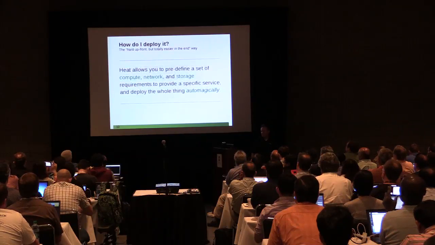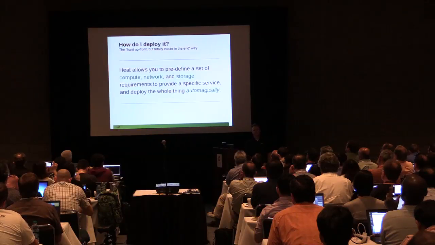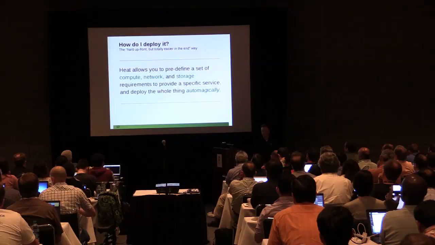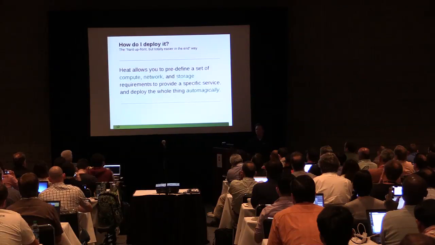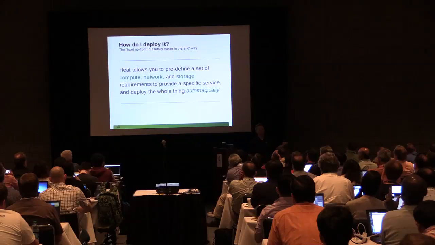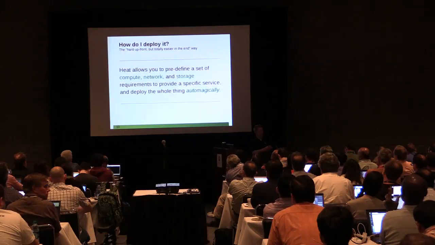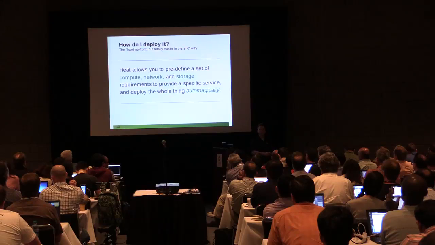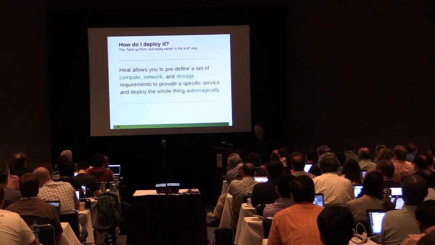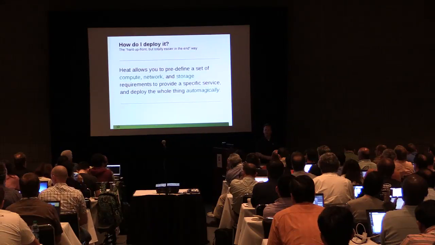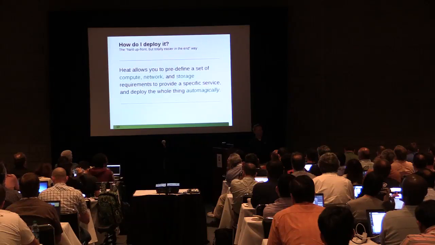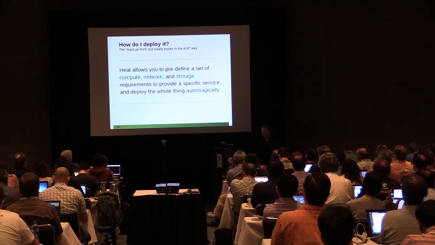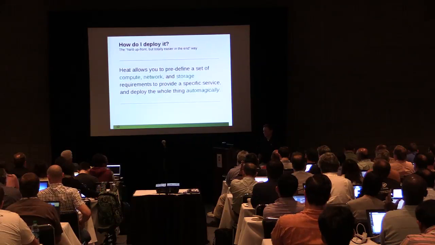So Heat allows you to predefine a set of parameters like your compute infrastructure, your networking infrastructure, your storage, so you can do software-defined networking, have it create its own private network, a private LAN that you have databases spinning up on, and you have applications accessing that database over that LAN. And it does it all by magic, right? That's what we all hope.